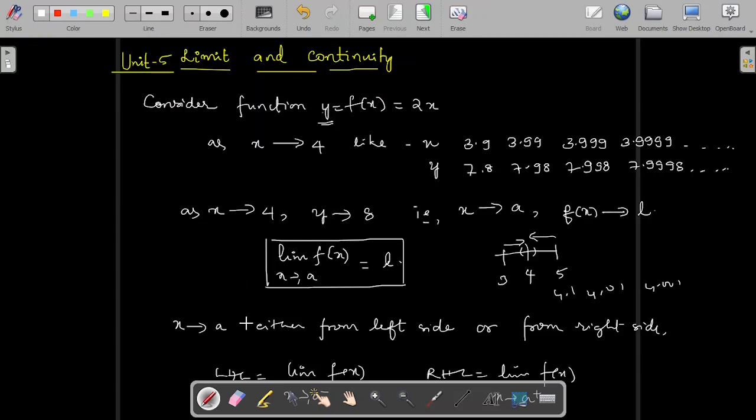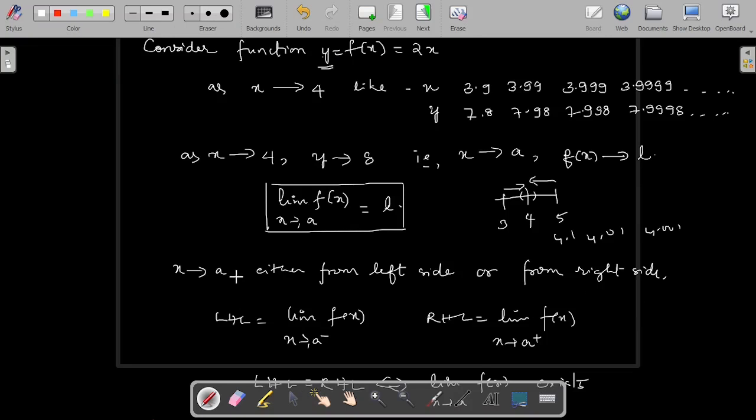If x is tending towards the point a from the left side, we call it the left hand limit, which is denoted as limit of f of x as x tends to a from the left. It is denoted with a negative sign above a, not minus a; we denote minus because it is the left hand side. If x is approaching a from the right side, then it is the right hand limit, denoted as limit of f of x as x tends to a from the right.